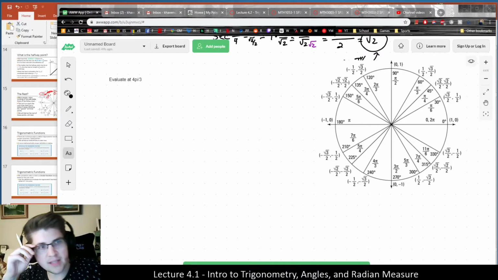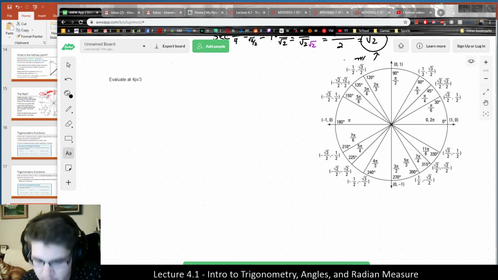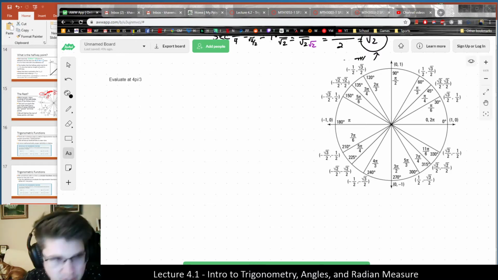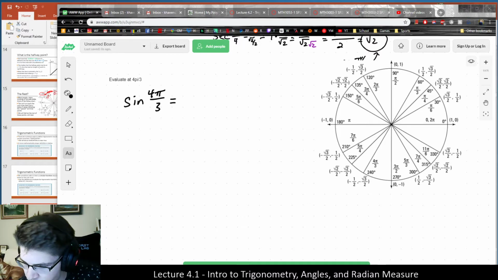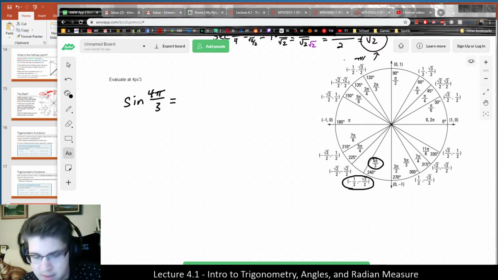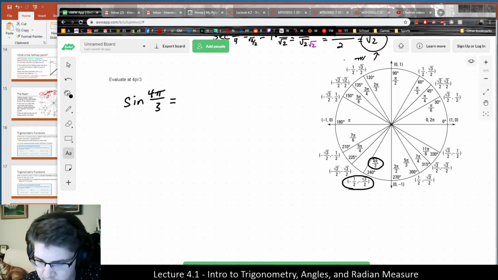Now for the last example, let's finish up the one on the packet and evaluate at 4 pi over 3 for each of our 6 trigonometric functions. So sine of 4 pi over 3, sine is always y. So again, we always want to know, where are we at and what is our point? So sine is y, so sine of 4 pi over 3 should be negative root 3 over 2.